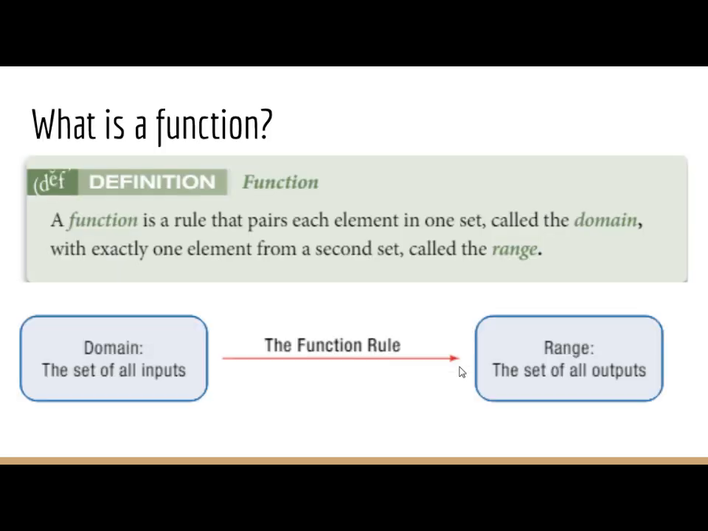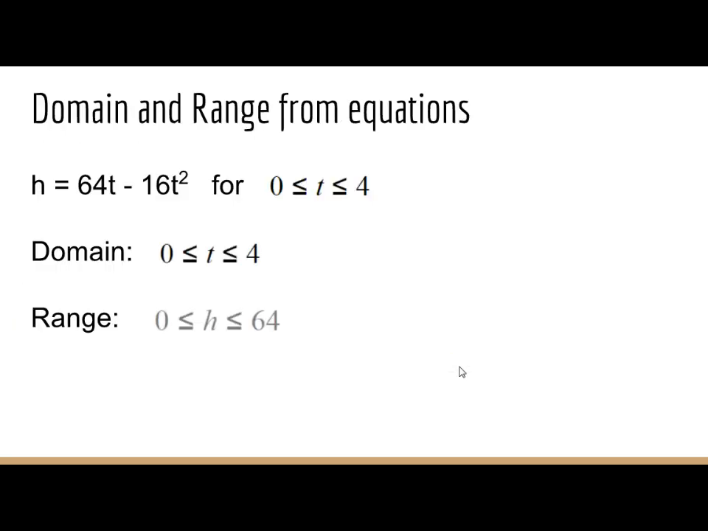So that's not a possible outcome for this function. So the range would be 0 is the lowest, or if you plug in 0 from the domain here, you'd get 0 for the height. If you plug in 4, you would get 64 for the height. And anything in between 0 and 4 for that domain value is going to give you a number between 0 and 64 for the range.